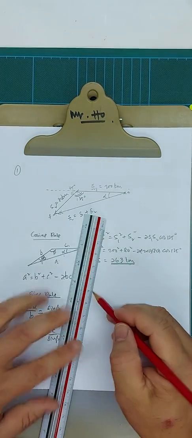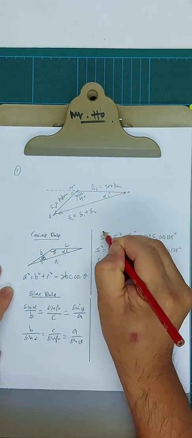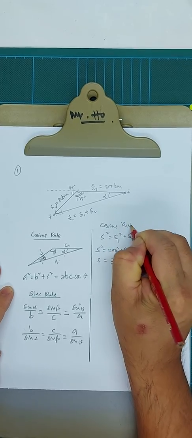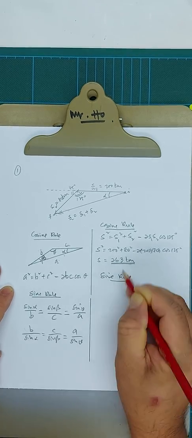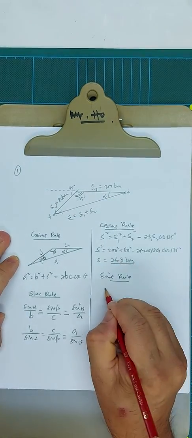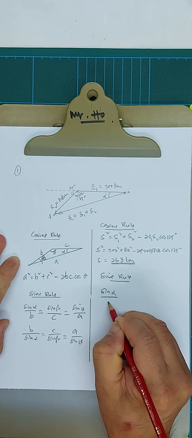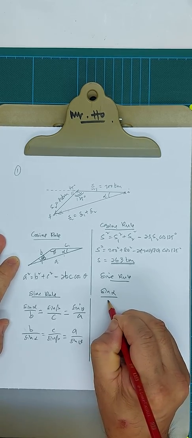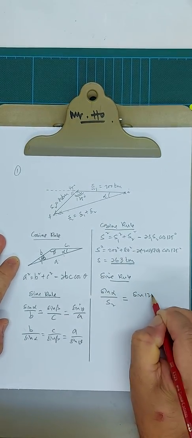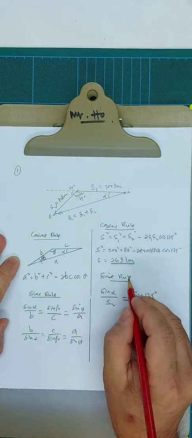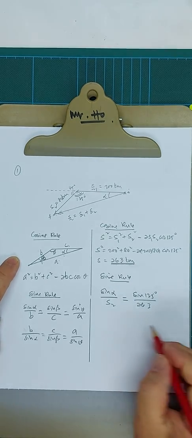Now we use the same sine rule to solve for alpha. The previous one was from the cosine rule, so every time, write the rule down first. For the sine rule, sine alpha over the opposite side, which is S2, must equal sine 135 over this side here, which you calculated already, 263. If this one is wrong, your next answer will be wrong as well.